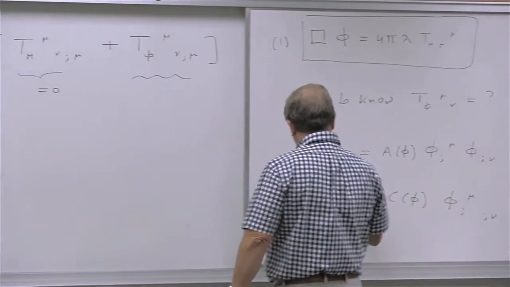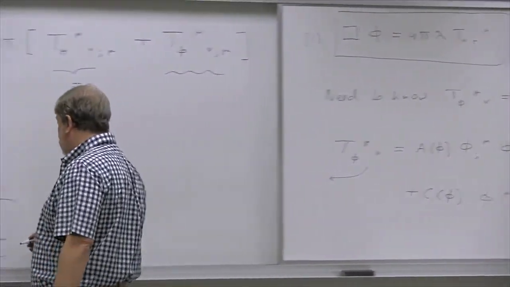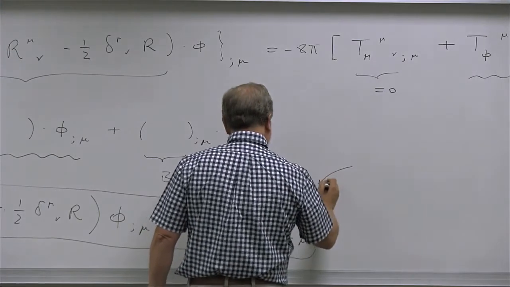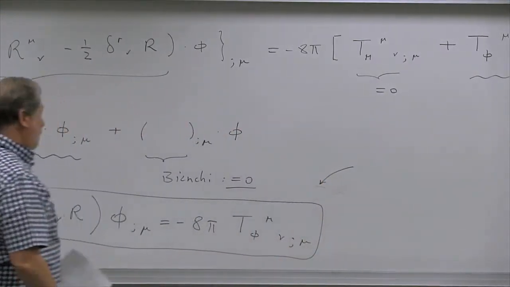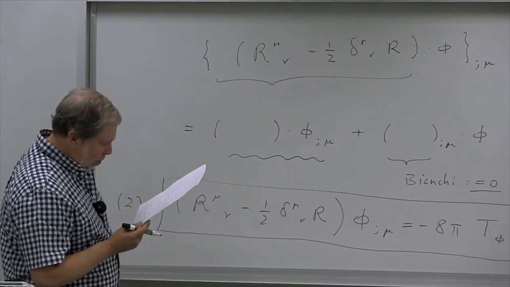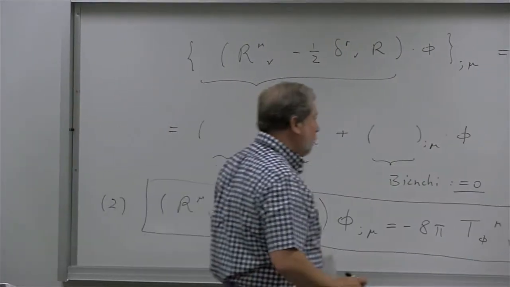Now we take this object here, and we plug it in here, right? We plug it in here, and this is actually sufficient to provide a constraint.